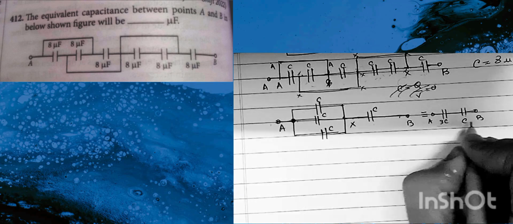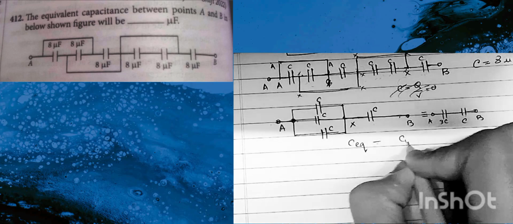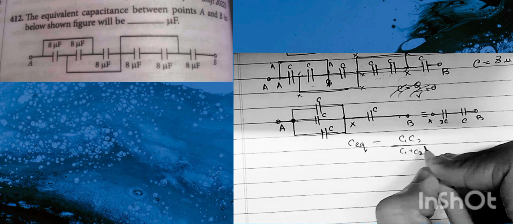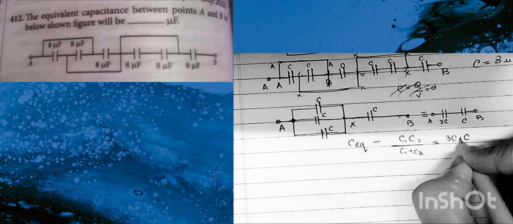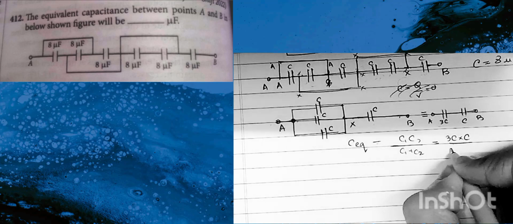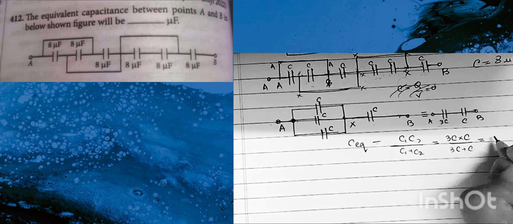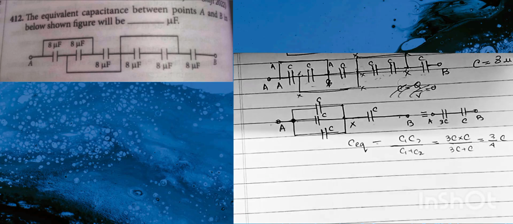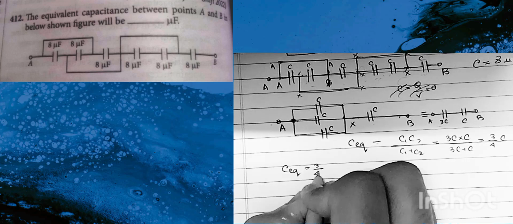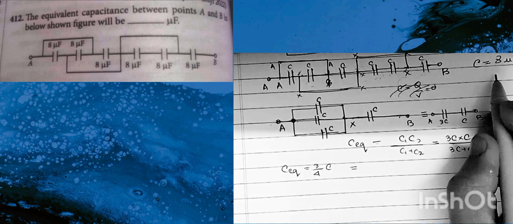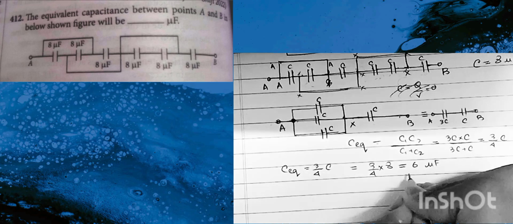So in this circuit, the equivalent capacitance, using the general formula for series, is C1 times C2 divided by C1 plus C2. So if you apply that over here, what we get is 3C times C, divided by 3C plus C. And if we solve this, we get 3 by 4 C. So in this circuit, the equivalent capacitance is 3 by 4 C, and C is 8 microfarads, as you can see over here. So what we get is 6 microfarads, and this is the required answer.